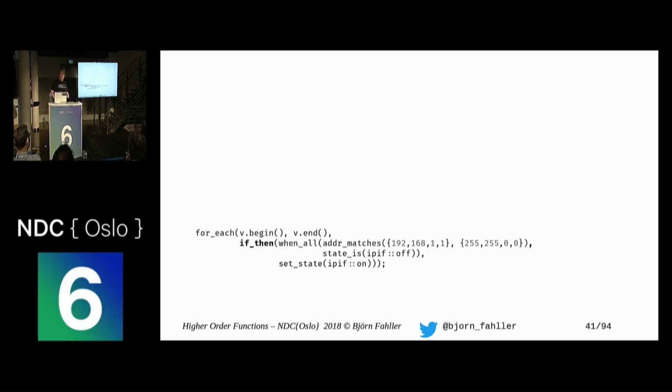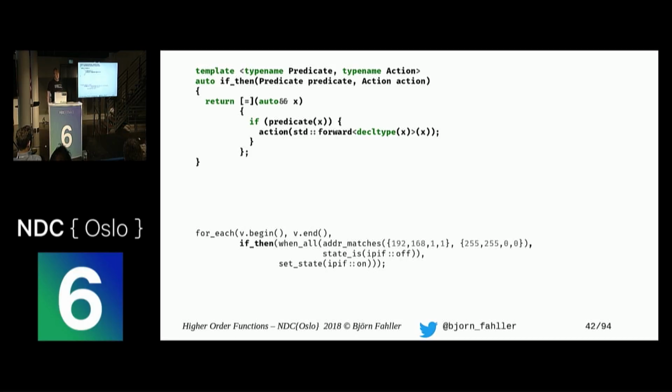So now we're going full-blown crazy. We're walking through all IP interfaces, and we say, if all of address matches and state is true, then set the state on. So how is an if-then implemented? I think you can write it. Again, a template that takes a predicate and an action. If the predicate is true, call the action. In this case, I've decided more or less whimsically to do a perfect forwarding on the action, because why not?